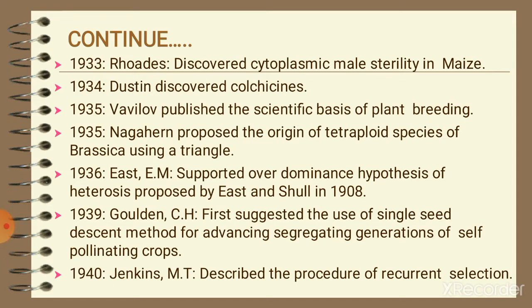U's triangle. In 1936, East E.M. supported the overdominance hypothesis of heterosis, which was proposed by East and Shull in 1908. In 1939, Goulden C.H. first suggested the use of the single seed descent method for advancing segregating generations of self-pollinated crops. In 1940, Jenkins M.T. described the procedure of recurrent selection.